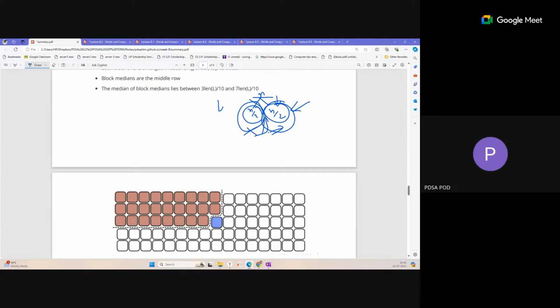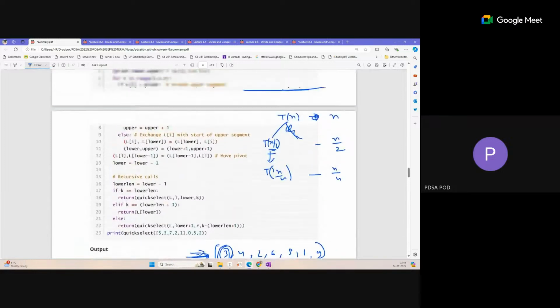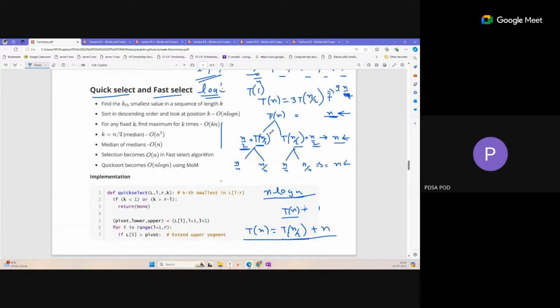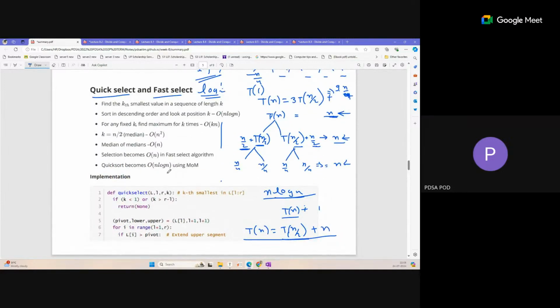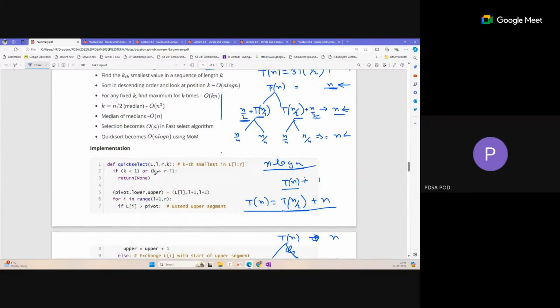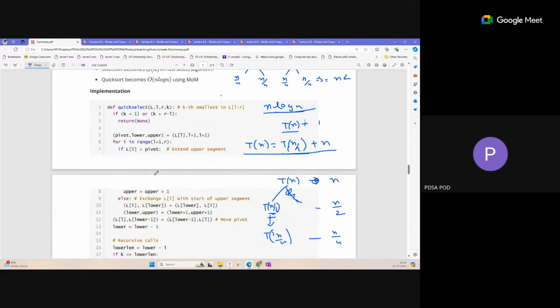So what will be the recurrence for this type of algorithm? T(n) equals, now we call the same algorithm on one half, so that is T(n/2). Apart from that, the time required for the partition process is linear time, order of n. So now this becomes the recurrence relation for the quick select algorithm. This is basically the same as the quick sort algorithm, but now we are using it as quick select to find the kth smallest or largest element. You can see we are doing the same process.